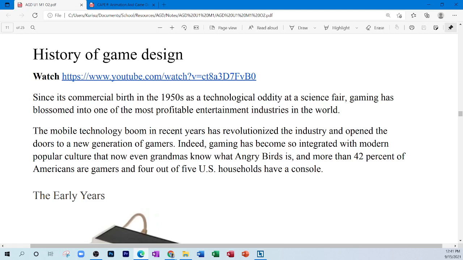So games are so popular today that it does not matter who you are. You could be the youngest person to the oldest person. You will always find somebody playing a game. It doesn't have to be a complicated game like Final Fantasy or Call of Duty. It could be a simple game like Angry Birds or Candy Crush. And even persons who aren't termed as gamers, like our parents or grandparents, are playing games.